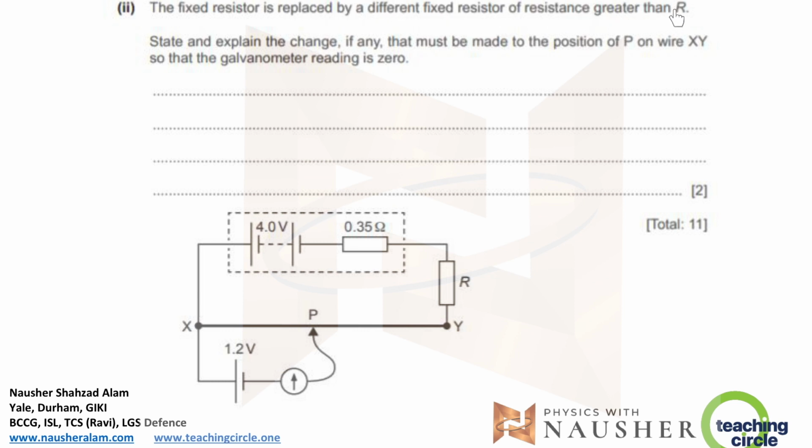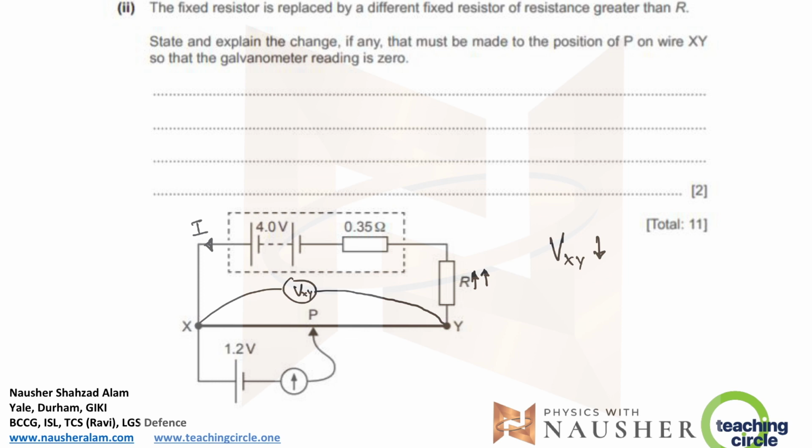Now in the last part, they're saying that the fixed resistor is replaced by a different fixed resistor of resistance greater than R. So the first thing is, if you increase the resistance over here, what is going to happen to this voltage XY? That's the first question that I have for you. The second question I have for you is, what is going to happen to the current that is coming in this wire? So the first answer is voltage XY will decrease.